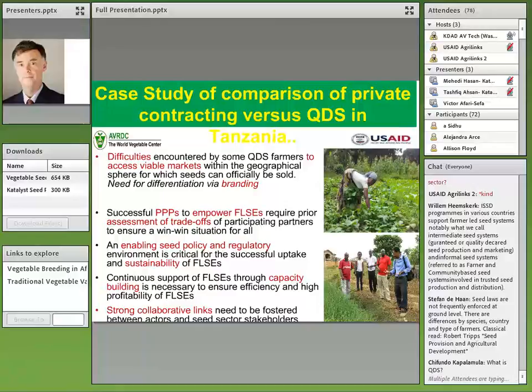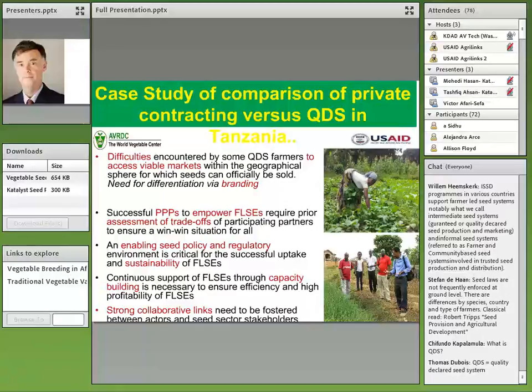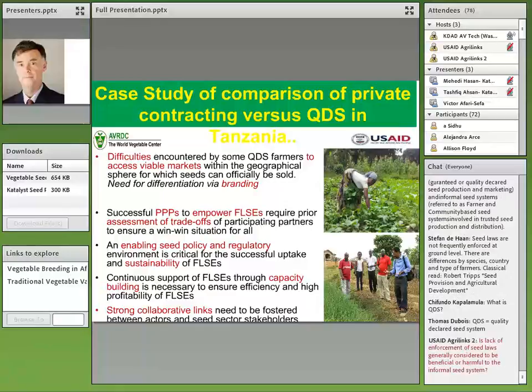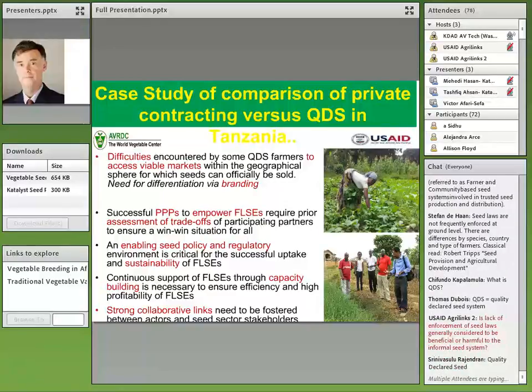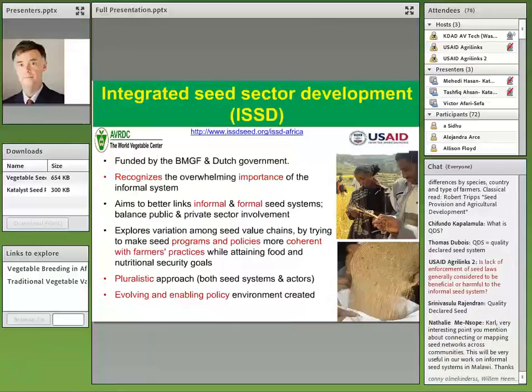Then, of course, because of the regulatory requirements, an enabling environment is required for that, particularly if they are to be sustainable. And then, of course, the issue of capacity building and, as I said, a collaborative network between the extension system and the research system is quite critical for this.